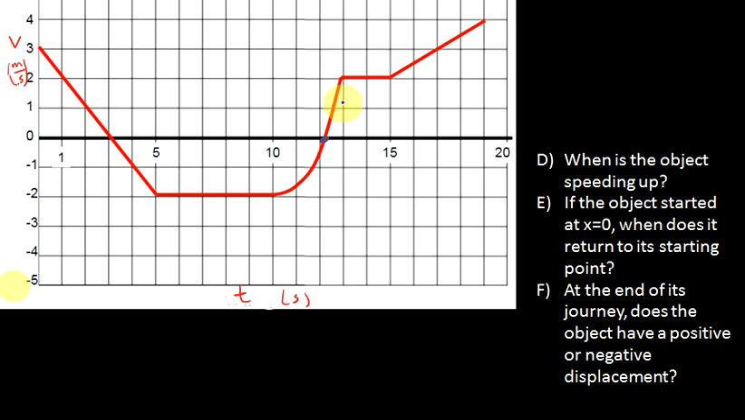And then it's going faster and faster and faster. Velocity is increasing. So absolutely for part D, between 12 seconds and just shy of 13 seconds, it's speeding up. It's also speeding up between these 2 points, just because the velocity is increasing. I'm going from a velocity of 2 to a velocity of 4. So also between 15 seconds and 19 seconds.